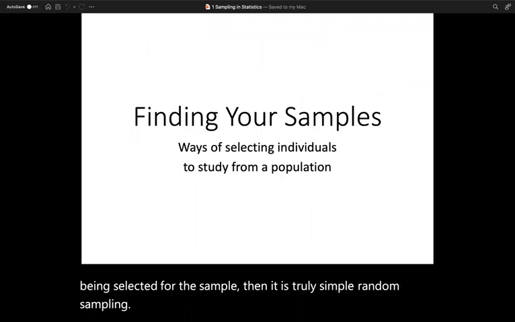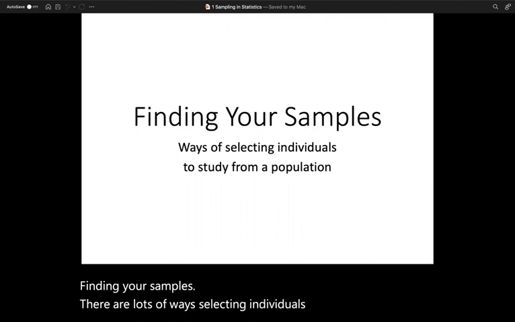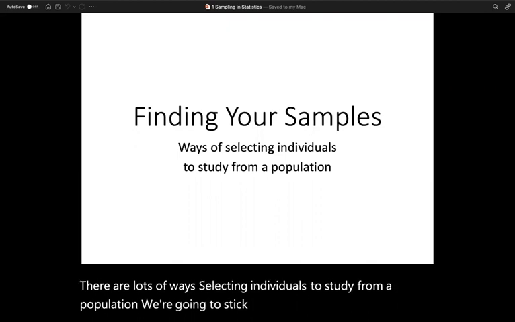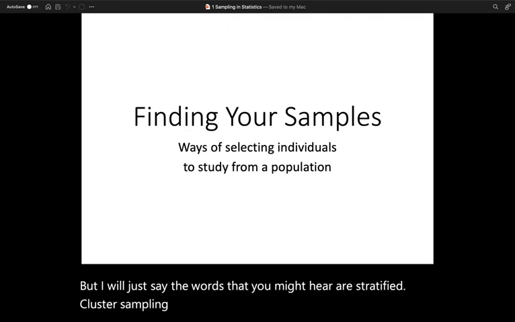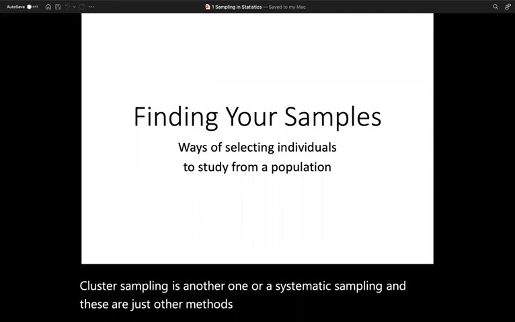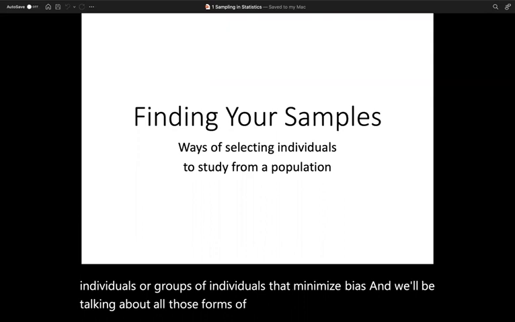Now, finding your samples. There are lots of ways of selecting individuals to study from a population. We're going to stick with simple random sampling, but I will just say the words that you might hear are stratified, cluster sampling is another one, or systematic sampling. And these are just other methods of trying to randomly select individuals or groups of individuals that minimize bias. And we'll be talking about all those forms of bias and errors that occur from sampling.